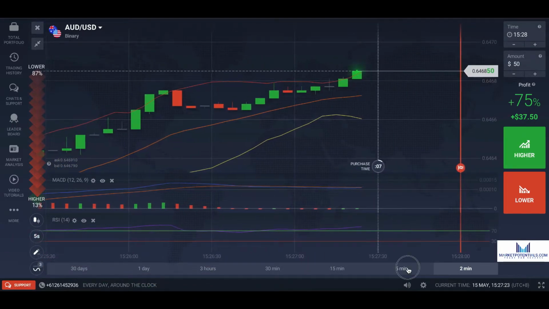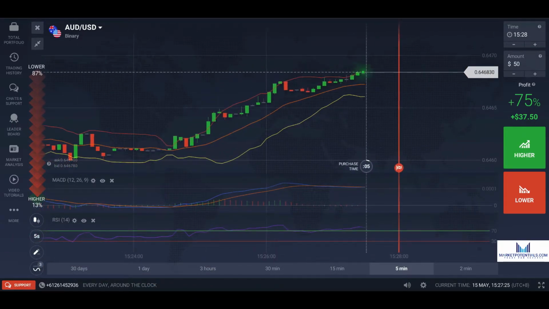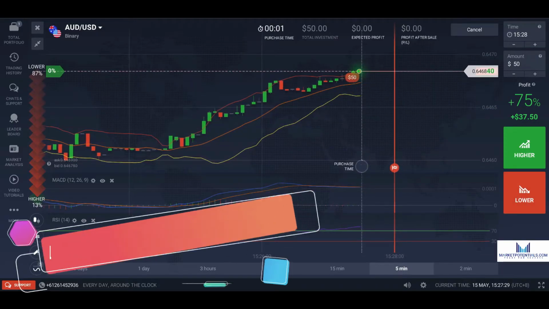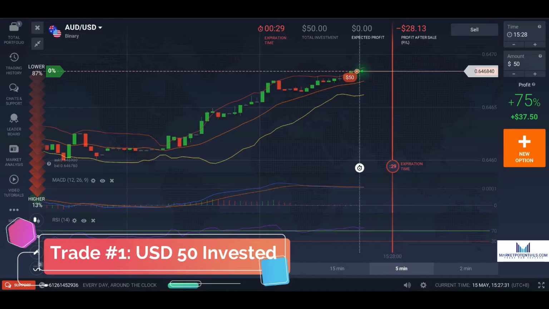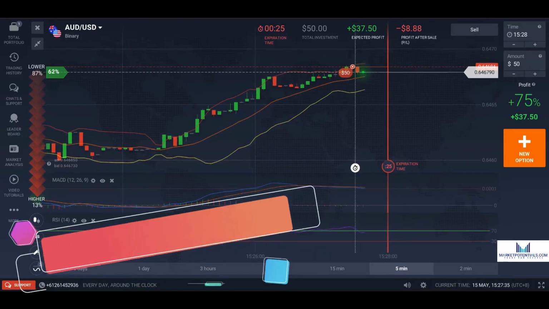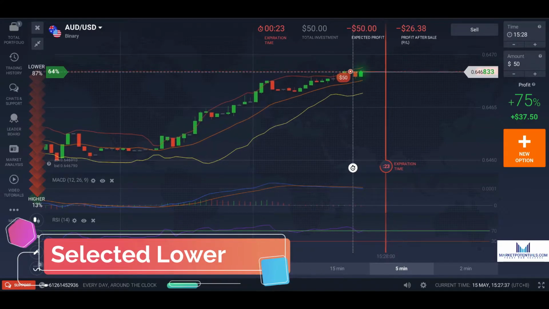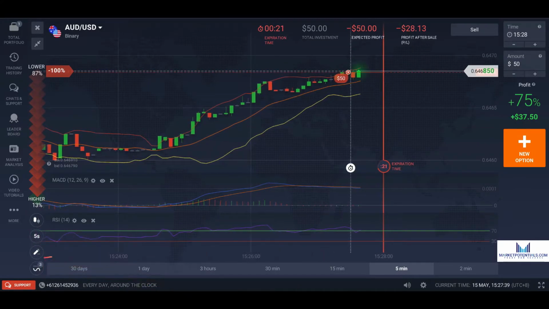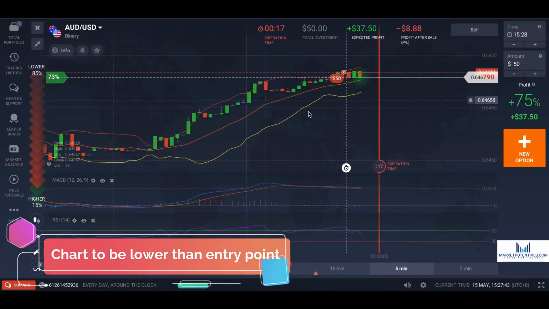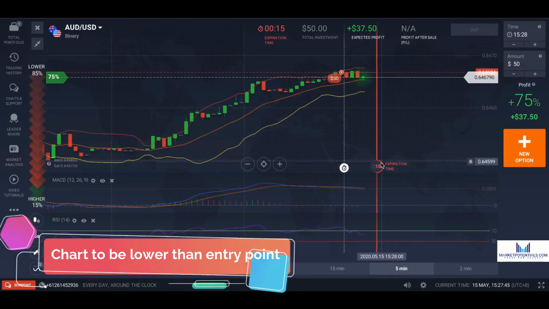So I've got a couple of seconds left to see if I'm going to be picking this trade, and I would actually. So I put in $50 and I've selected lower in the first trade of this afternoon. And basically, as long as the chart ends up being lower in 30 seconds, then I make the money, all right? Otherwise, obviously, it's a loss and I lose that. So I've got about 15 seconds left.